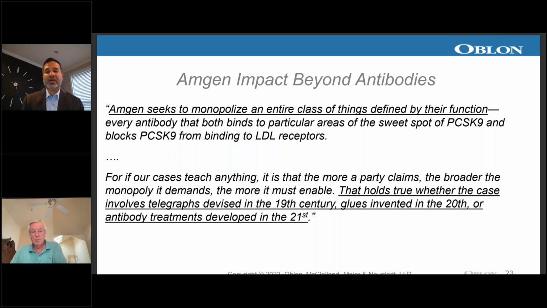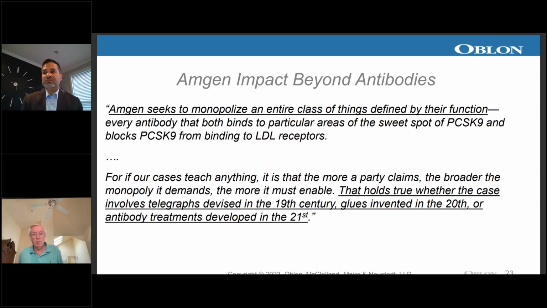So this case was coming up, and it's worth paying close attention to what they're talking about, because how would it affect patents across the board? And this quote from Amgen kind of solidifies what we were thinking. Amgen is trying to monopolize an entire class of things defined by their function.